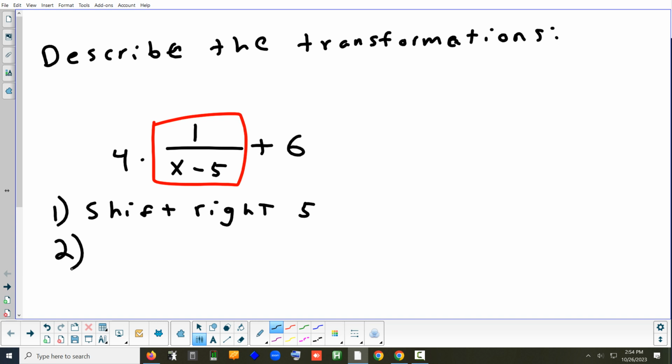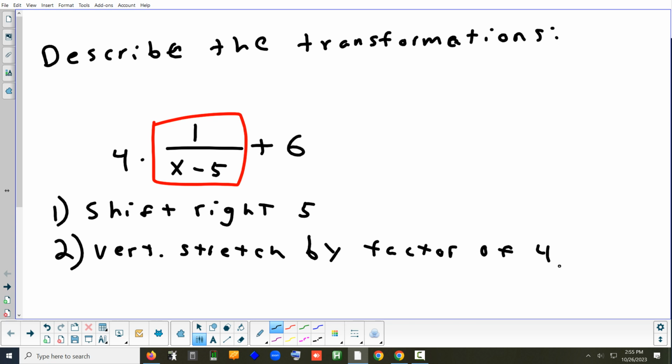Anybody know the next number we would focus on? The 4. Yeah, we're going to focus on the 4. That's outside the box, so it's not horizontal, and it's multiplication. So do you know what the 4 is? Vertical stretch. Yep, so that's your vertical stretch by a factor of 4. Okay, so that's that one.